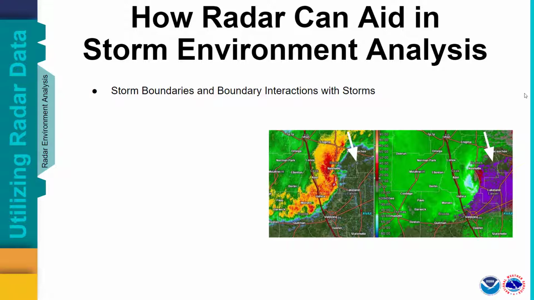The right pair of reflectivity and velocity images show a supercell storm interacting with an east to west oriented outflow boundary that was moving slowly southward. If the environment was just marginally favorable for tornadoes, backed inflow and ingestion of greater streamwise vorticity associated with this boundary could locally enhance the tornado threat.